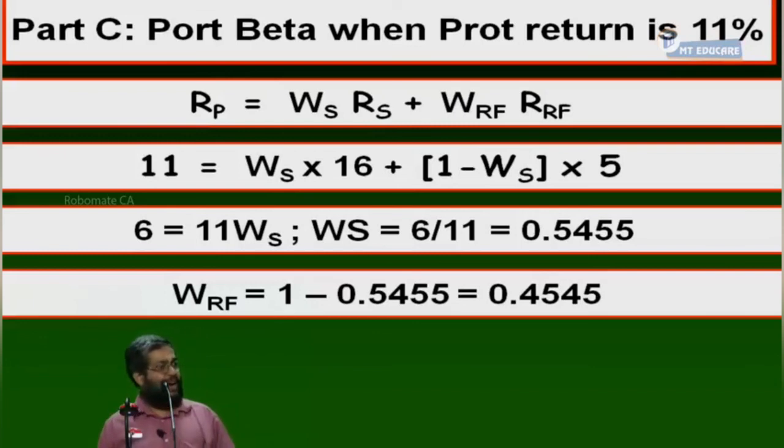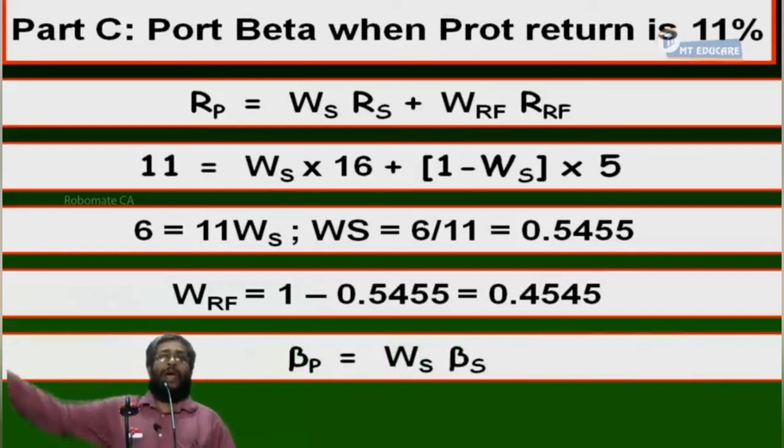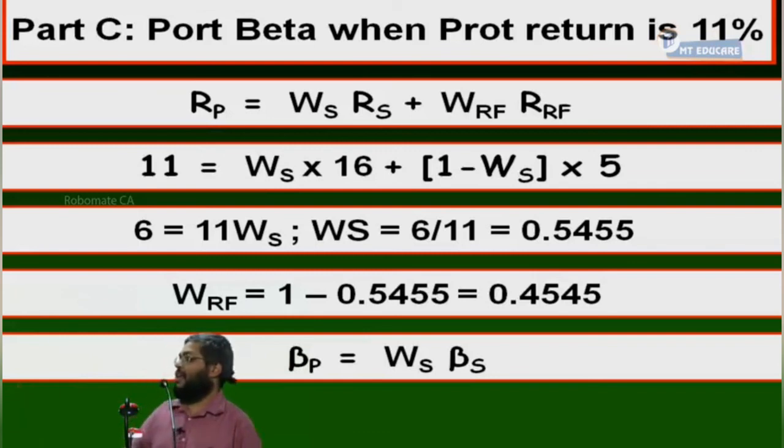Respond, are you comfortable or not? Next, we should find out the beta of the portfolio. Tell me, what is the beta of the portfolio? Weighted average beta of the securities, right? Beta P is equal to WS beta S. Why did we not write plus WRF beta RF? That is 0. So beta of the portfolio is equal to weight of security into beta of security. Beta P is equal to WS beta S.